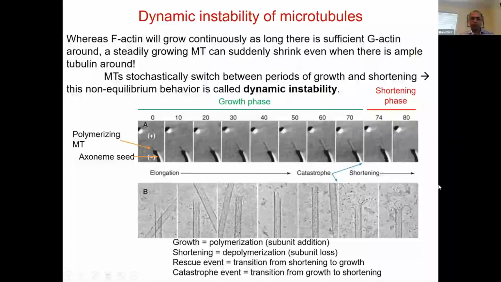Okay. So the terminology that is used to describe this, sorry, the Zoom window. Oh, yeah, I have included the key on the bottom. I'm not going to waste our time right now, but rescue refers to a transition from shortening to growth phase, and catastrophe refers to the opposite, a transition from growth to shortening. I included those here just in case you encounter them somewhere as you're reading a textbook or a paper.